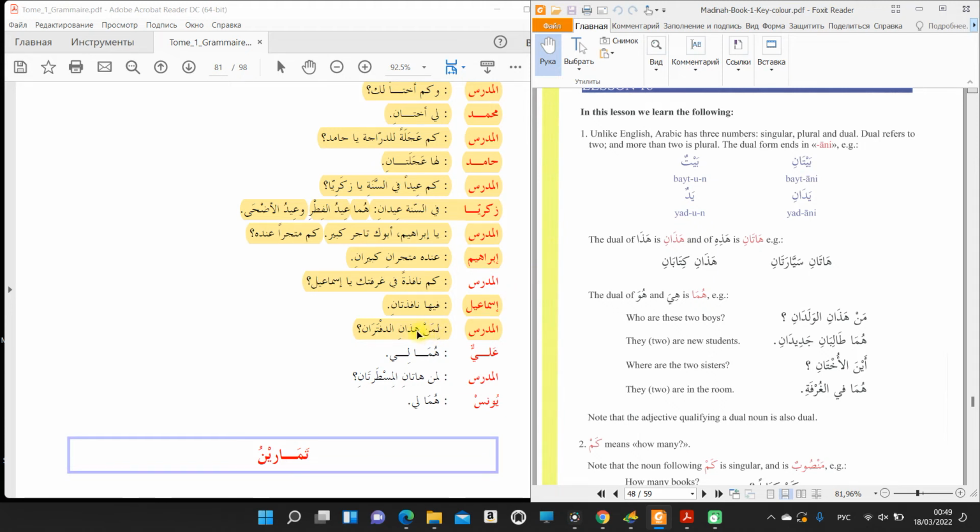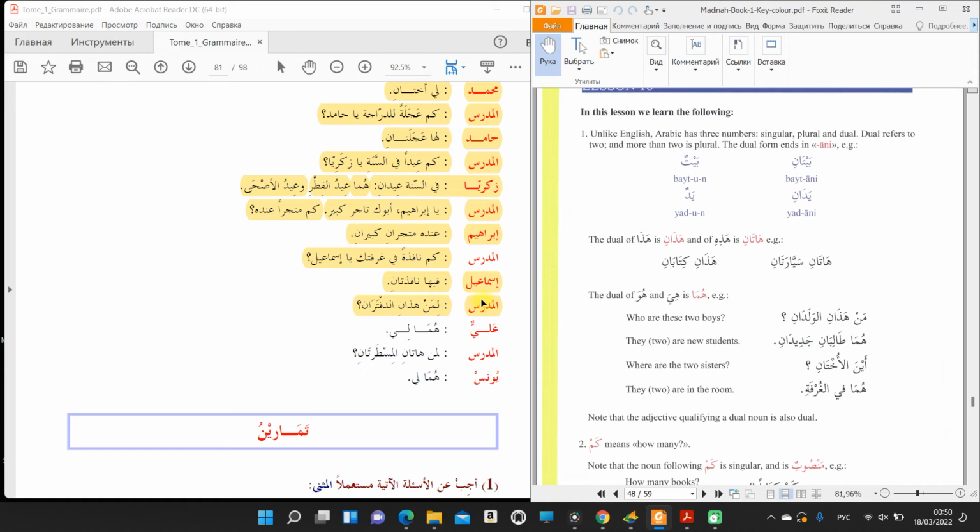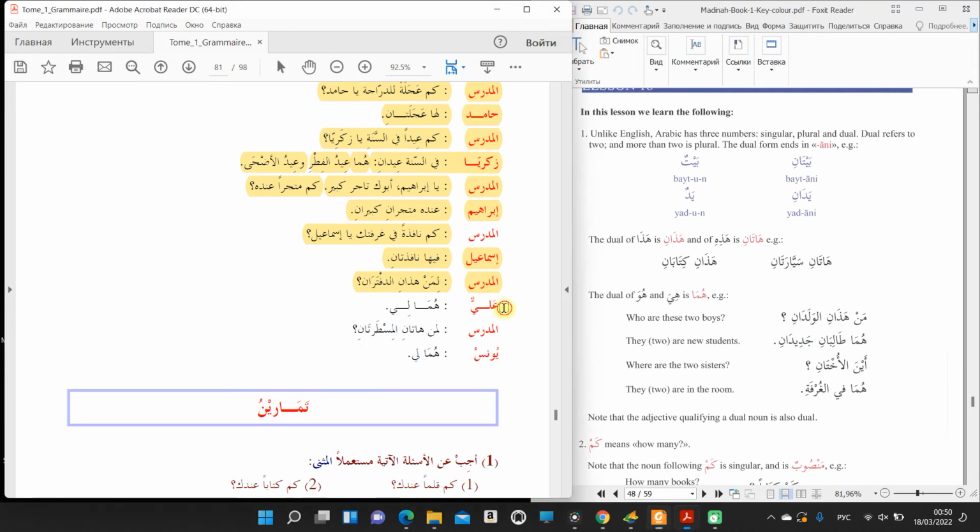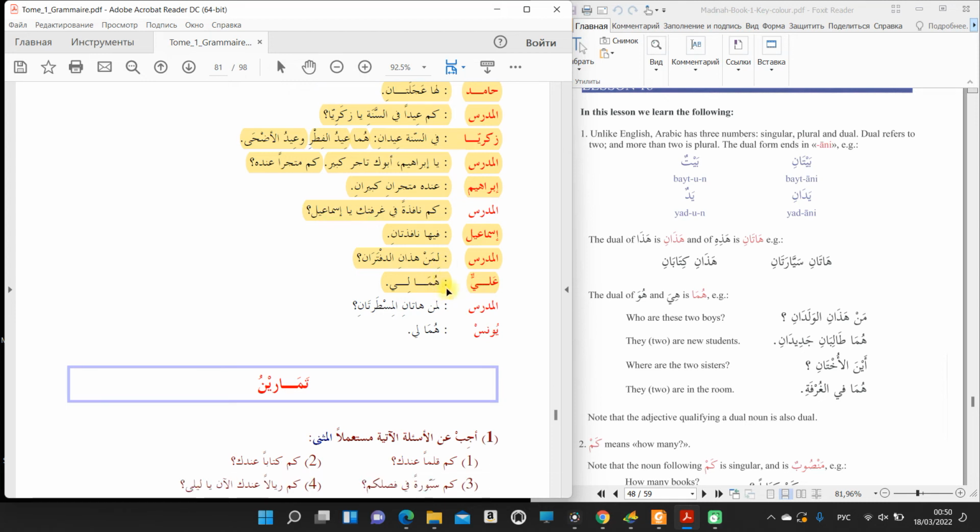Whom do these two notebooks belong to? دفتران, like دفتر, one notebook. دفتران, two notebooks. هذا, these. هذان, these two. That's how it is. And Ali says هما لي. They both belong to me.